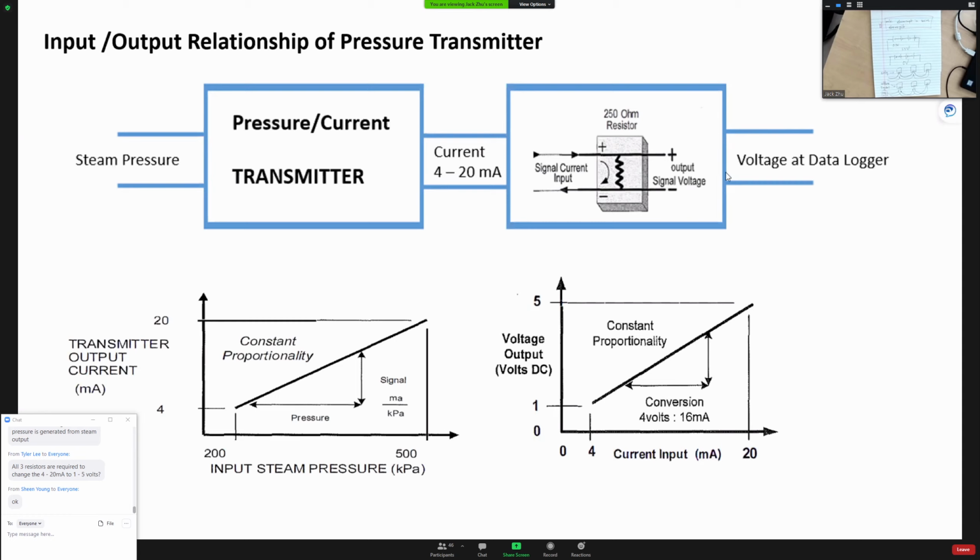Then this goes to this data recorder or register down here. But this data recorder logger can only record a voltage signal. So we put in a 250 ohm resistor here to convert this current into a voltage signal. Then at this side, we can measure this voltage. The voltage down here will be recorded by this data recorder.